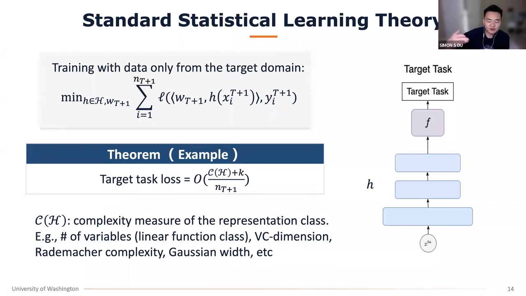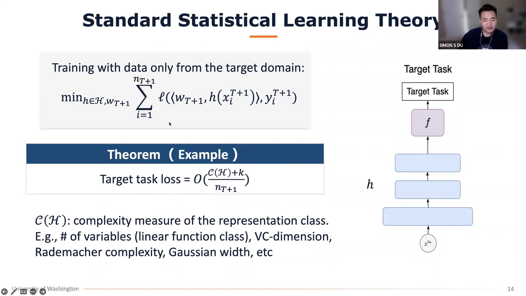So if you look at the classical statistical learning theory, it tells you that you will get this kind of loss, or you can call it risk for this problem. So in the numerator, you have some complexity measure of your predictor. Here, remember we are training both h and w_{T+1} together. So you will need some complexity measure to measure how complex this function is. So for h, for example, you can use some complexity measure like VC dimension, number of parameters, or something more complex than Gaussian width. So in an abstract way, I'll just write it as C(h). So that represents some complexity measure.